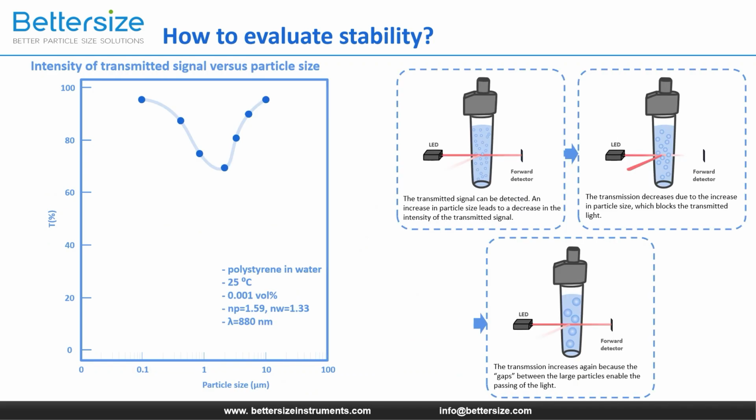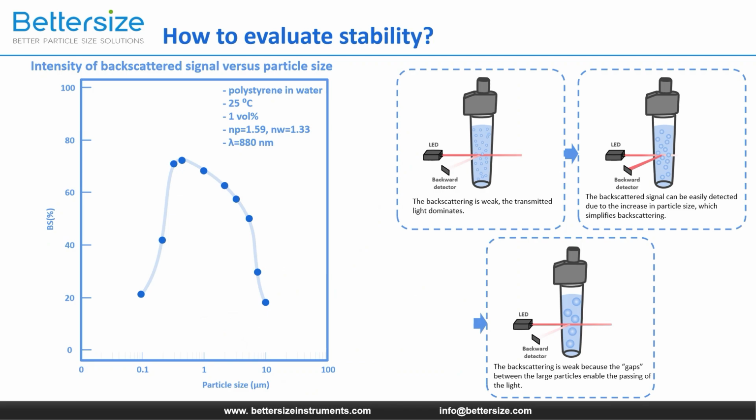In this slide, I will show the change curve of the transmit signal with different particle sizes. The volume fraction is fixed. An increase in particle size leads to a decrease in the transmit signal because the transmission will be blocked by large particles. In a certain range, the transmit signal is hardly detected. However, the number of particles decreases as the particle size increases when the volume fraction is fixed, and the interparticle space increases, which allows the light transmission again. Therefore, the transmit signal increases again.